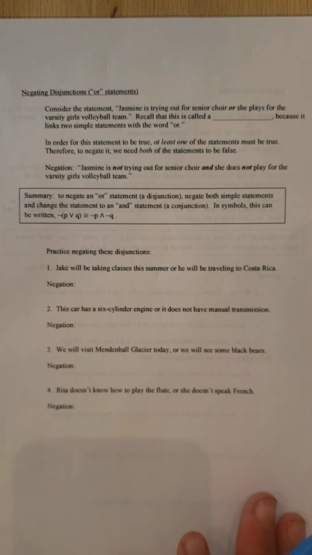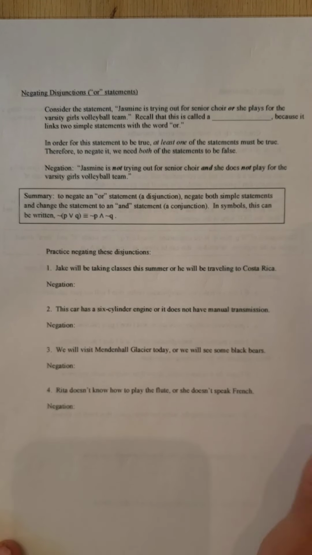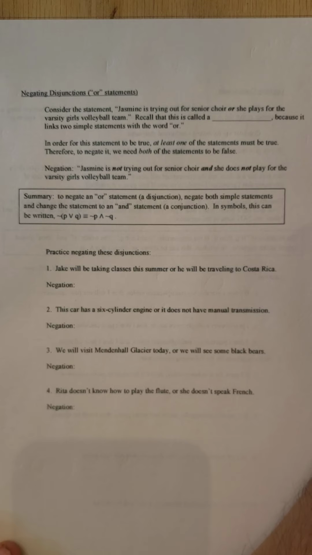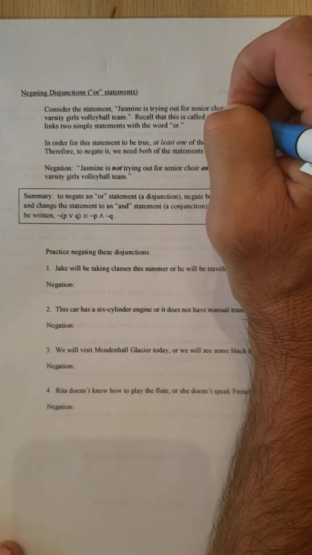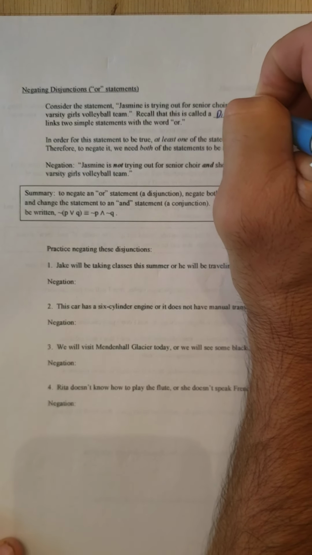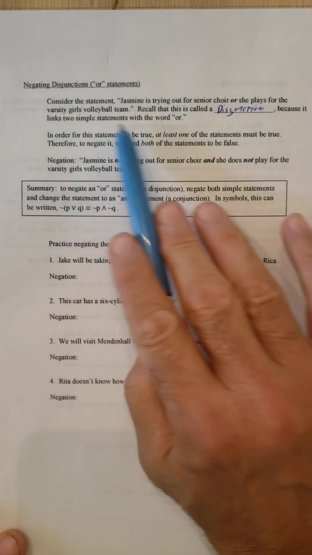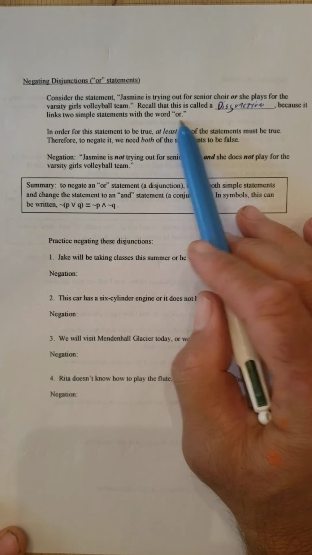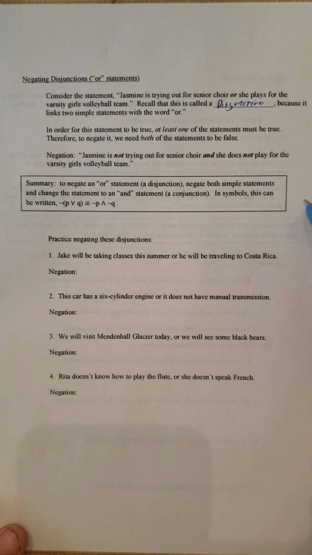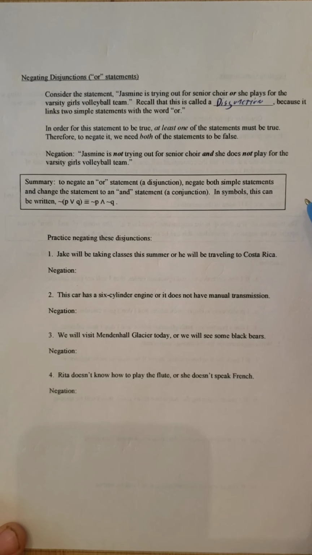All right, so it shouldn't be a huge stretch of the imagination. Okay? The or statement, remember, is called a disjunction. Okay? Because it links two simple statements with an or. So now we're going to be negating an or.